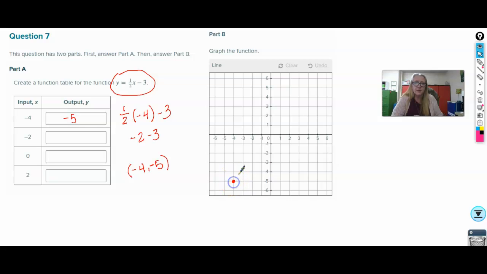It doesn't take a genius to figure out that since this program makes a line with 2 points, you only need 2 of these to draw the line. But in order to get part A correct, you do have to fill out all of the blanks. So you would do what we did here with each of these numbers and then graph 2 of them, any 2, it doesn't matter which 2 you pick, to create the line for part B.